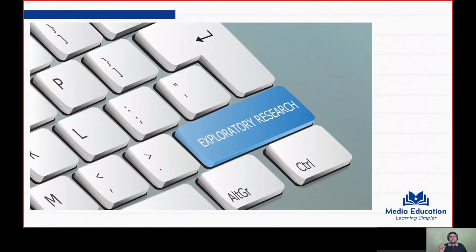Now we come to various research approaches. Concept plans and the procedure for research that span the steps from broad assumptions to detailed methods of data collection and analysis comprise a research approach. Broadly, there can be three types of research approaches. The first one is exploratory.